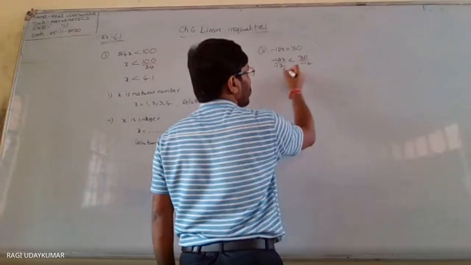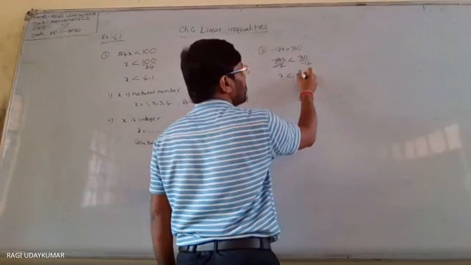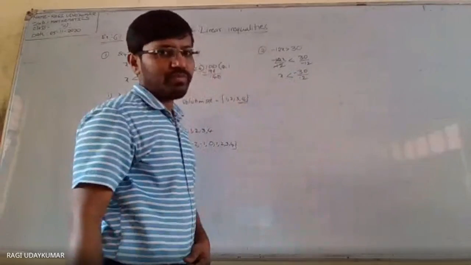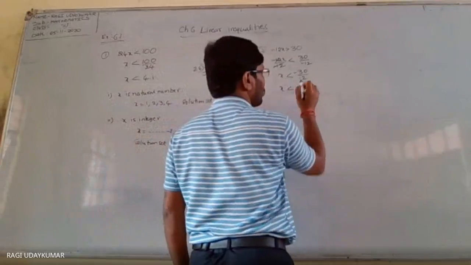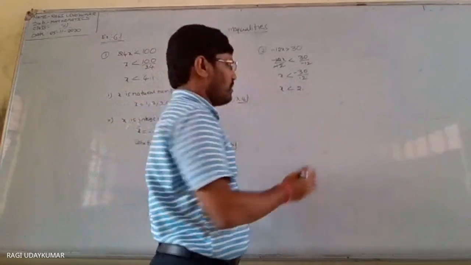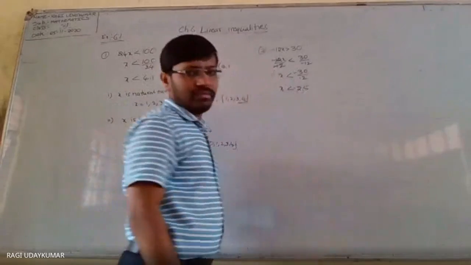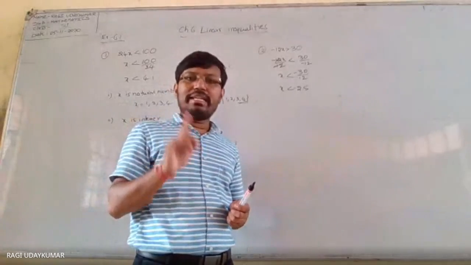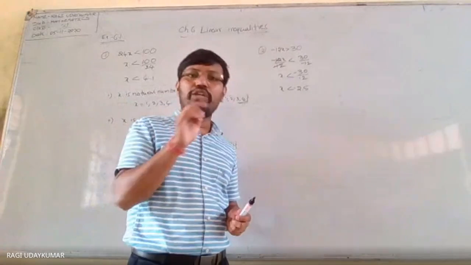And here also this -12 will get cancelled. 30 by -12, otherwise -30 by 12. 12 is a 24, 6 will be there, 2.5. 12 is a 60. Sir, in case we want to multiply, we have to change the greater than or less than sign. Sir, in case of multiplication and division, when will we change it? Multiplication and division, whenever you are doing it by a negative number.